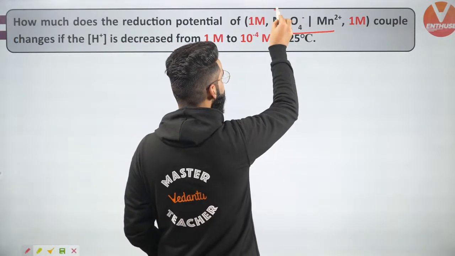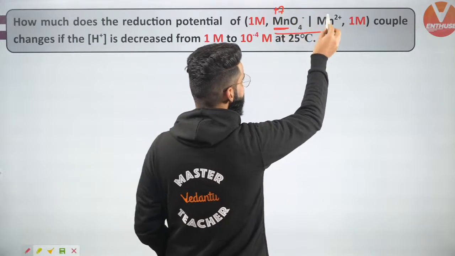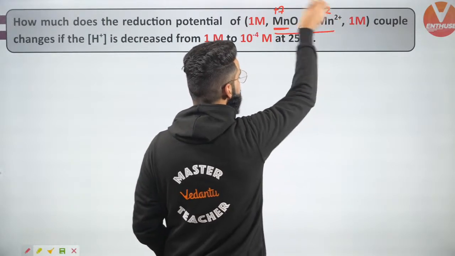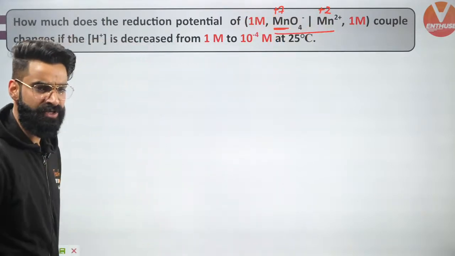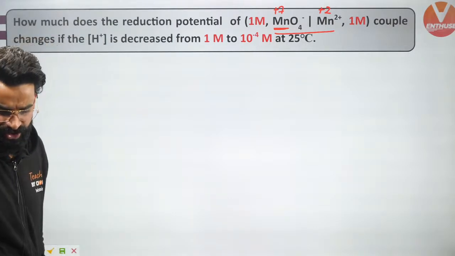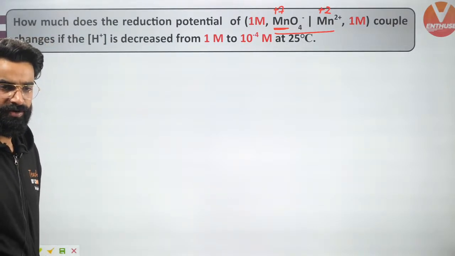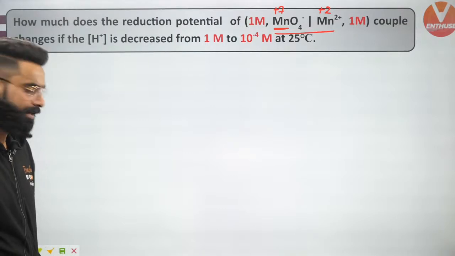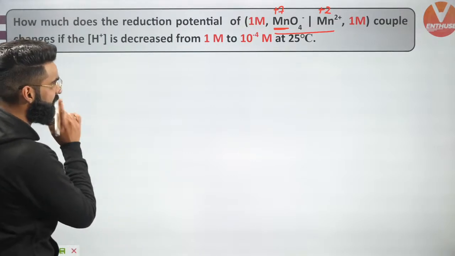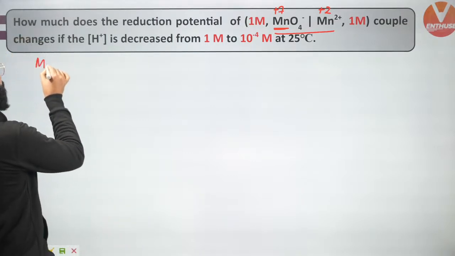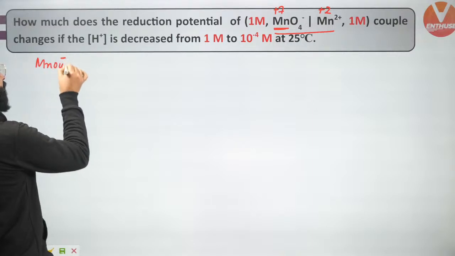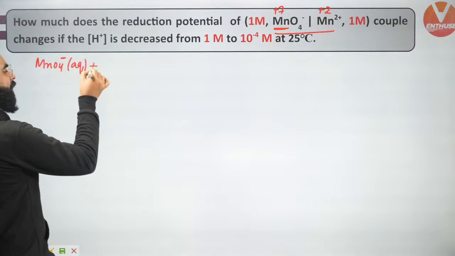The oxidation state of Mn right here is plus 7. Oxidation state of Mn right here is plus 2. So plus 7 to plus 2. Decrease in oxidation state means reduction. Yes. So reduction means gain of electrons. So what is going to be the reaction which I'll be writing over here? It's going to be MnO4 negative aqueous. It will be gaining how many electrons?